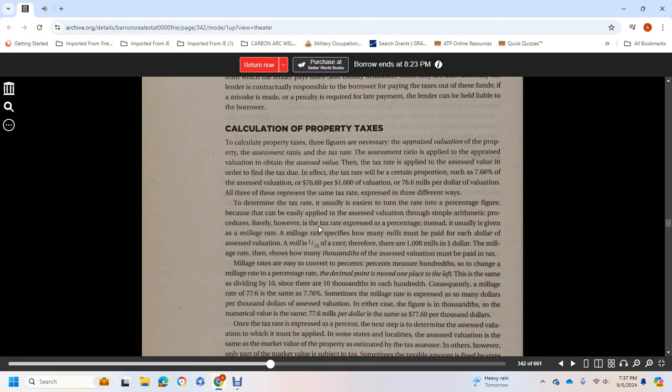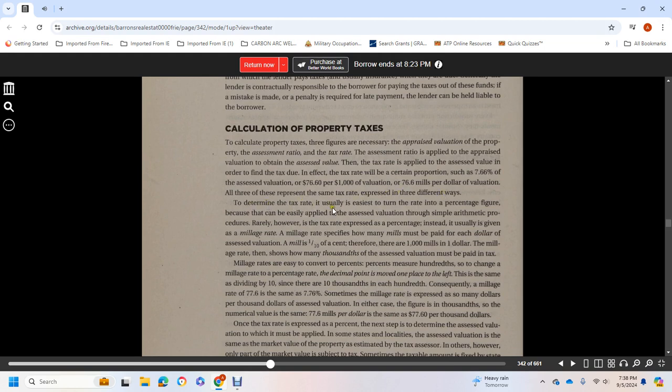Calculation of property tax. Three figures are necessary: the appraised valuation of the property, the assessment ratio, and the tax rate. The assessment ratio is applied to the valuation to obtain the assessed value, and the tax rate is applied to the assessed value in order to find the tax due. An effective tax rate might be, for example, 7.66% of the assessed valuation, or $76.60 per $1,000 of valuation, or 76.6 mills per dollar of valuation. These represent the same tax rate expressed in three different ways.